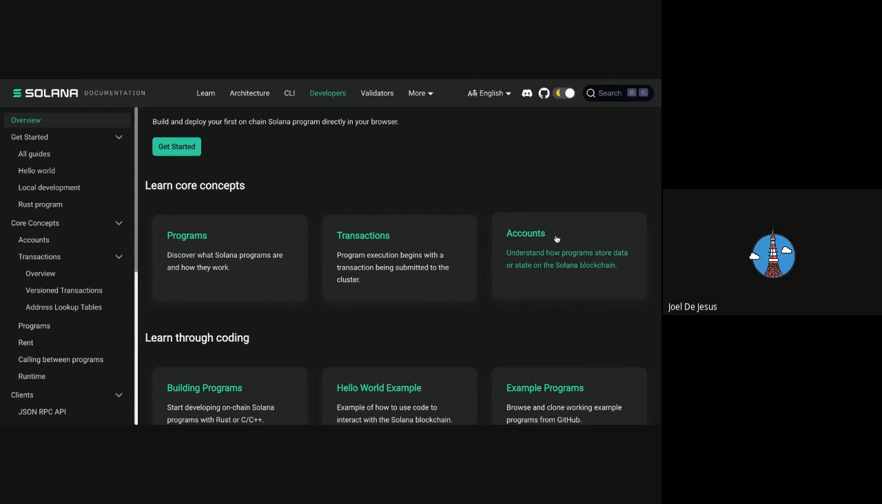There are many different kinds of accounts. In this case, we're transferring: Alice is transferring USDC to Bob. USDC exists as a token in Solana, which uses the token program. So Alice needs to sign a transaction that tells the token program to transfer money from her token account to Bob's token account. Right.